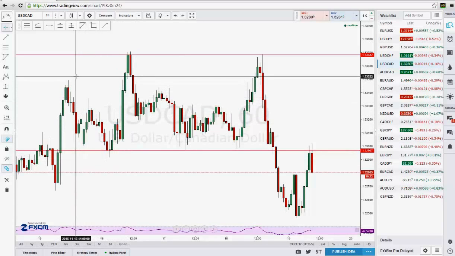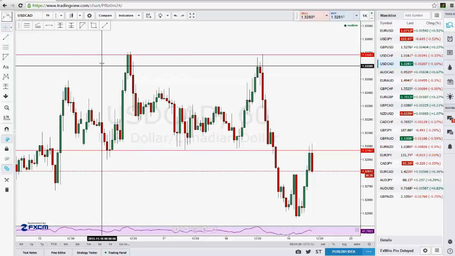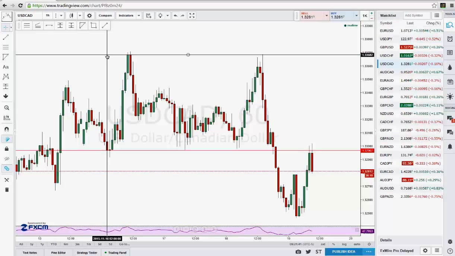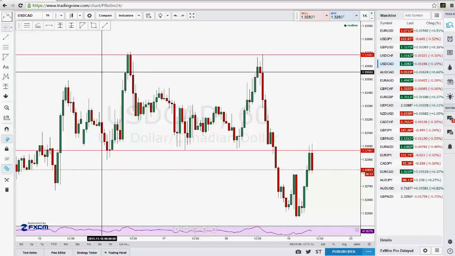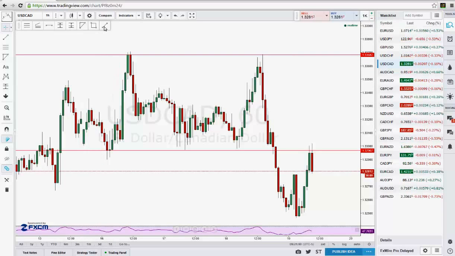The first pair we'll look at is the dollar CAD. The dollar CAD gave us 2 different trading opportunities this week. The first came in way of a trend continuation trade, and the second was an advanced pattern called the cipher pattern, and I'll show you both of those now.